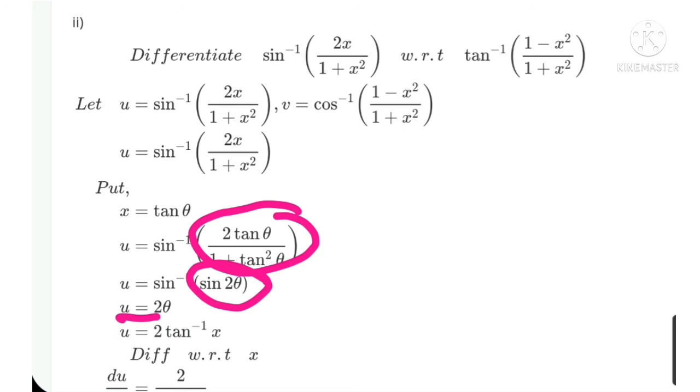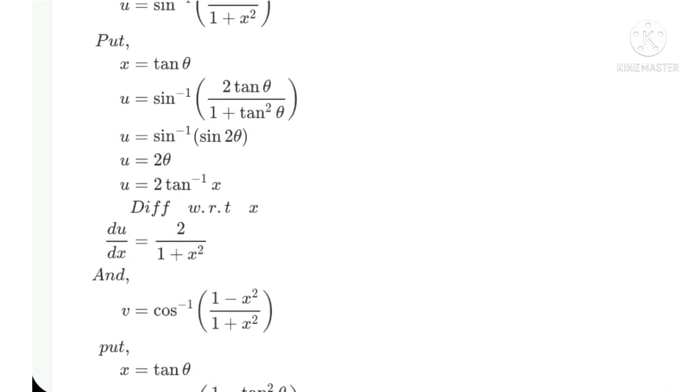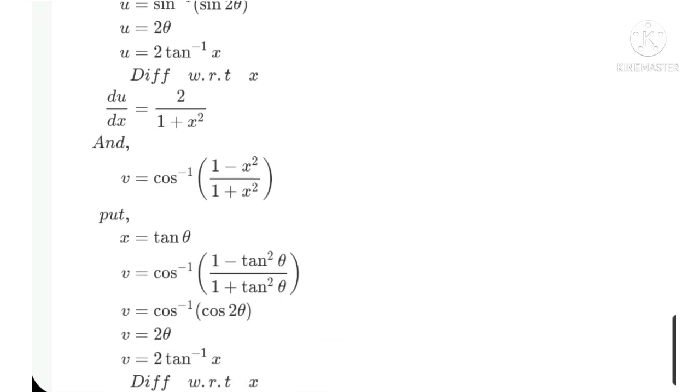Put the value of theta. Theta is tan inverse x. Now you differentiate with respect to x, and you get du by dx is equal to 2 into the derivative of tan inverse x, which is 1 upon 1 plus x square.